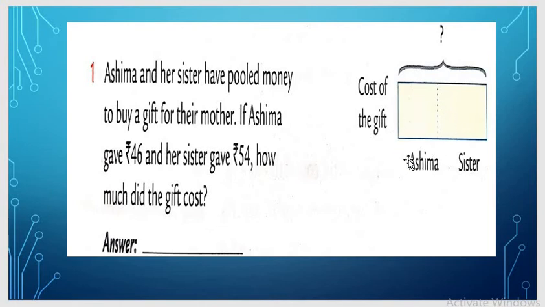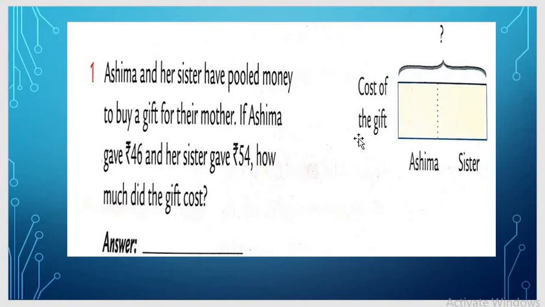Okay, cost. So first of all, here Ashima and her sister buy a gift for whom? Her mother. So both pooled money for a gift for their mother, and Ashima gave 46 rupees and her sister gave 54. So how much did the gift cost? We have to do the addition. Total means total money. Okay, so Ashima gave how many rupees? 46, and her sister gave 54.